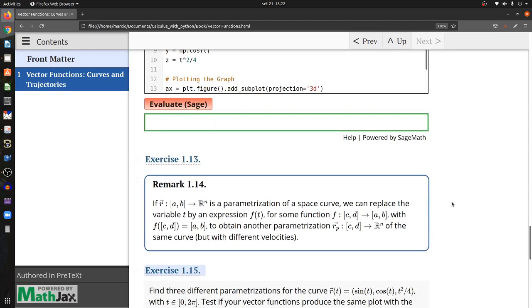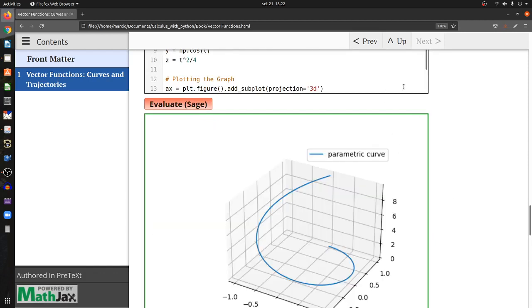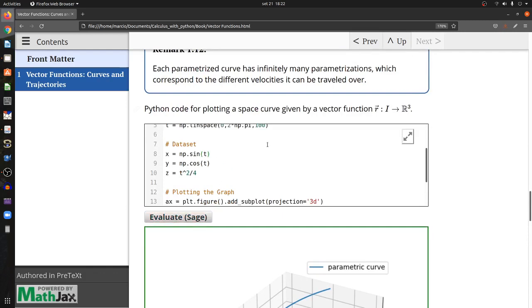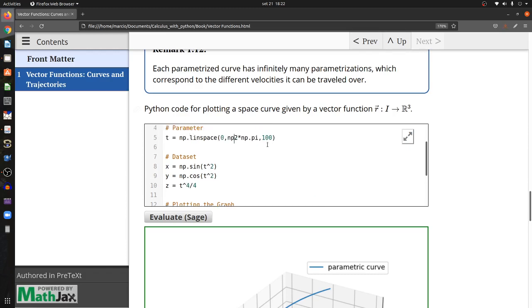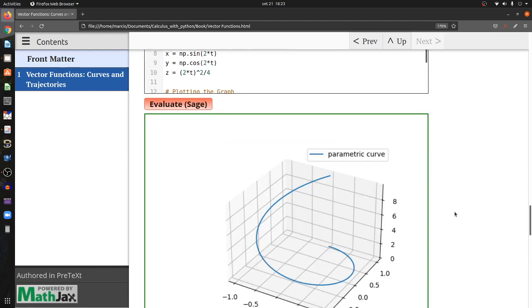Another possibility would be to replace t by square root of t, to get R of t equals sine of square root of t, cosine of square root of t, square root of t squared, which is t in this domain, divided by 4, with t in 0 to pi squared. Yet, we could make R of t equals sine of 4t, cosine of 4t, 4t squared divided by 4, with t in 0 to pi over 2. For the three cases, we verify that the curve plotted is the same.